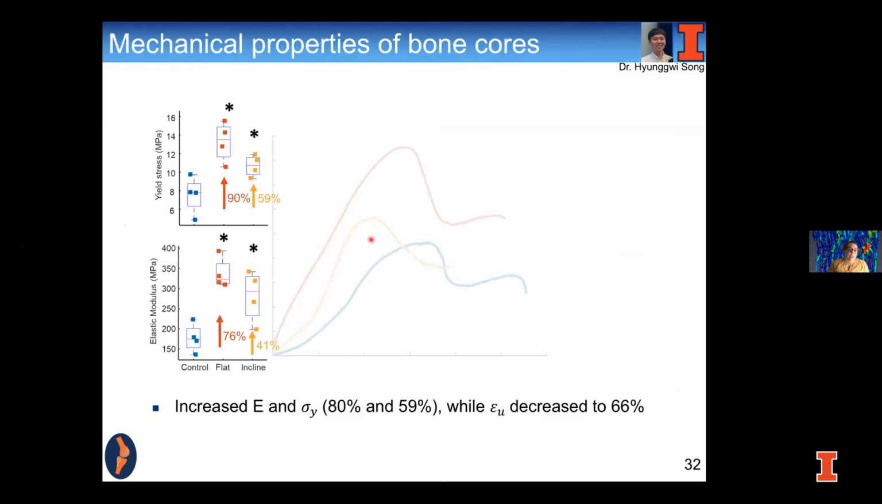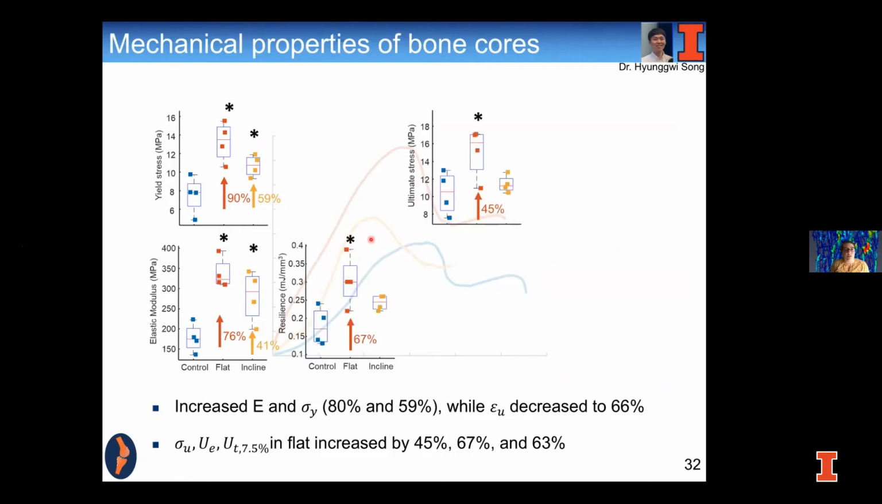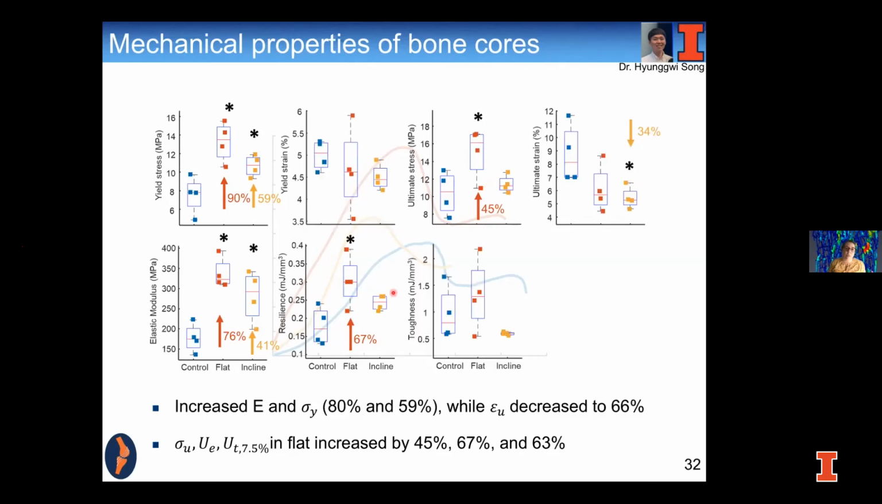Essentially, the effect of exercise increased the yield stress and the elastic modulus more so in the flat exercise versus the incline group. And we see that the resilience and the ultimate stress was increased only in the flat group compared to the controls, but not in the incline group. When we look at strains, we saw no differences in the yield strains, no differences in toughness, and a decrease in the ultimate strain in the incline group. And an increase in toughness to 7.5%.